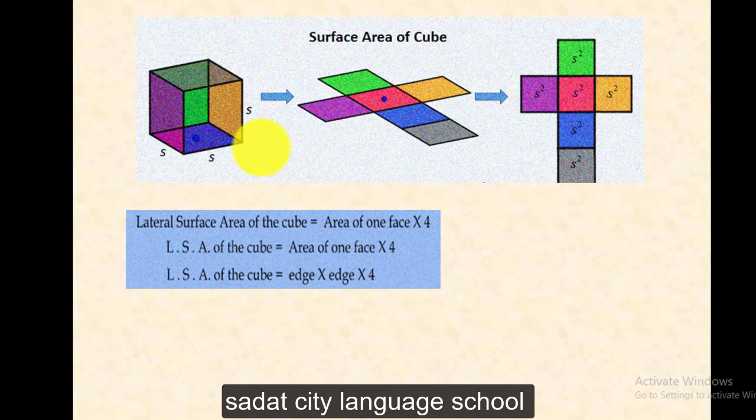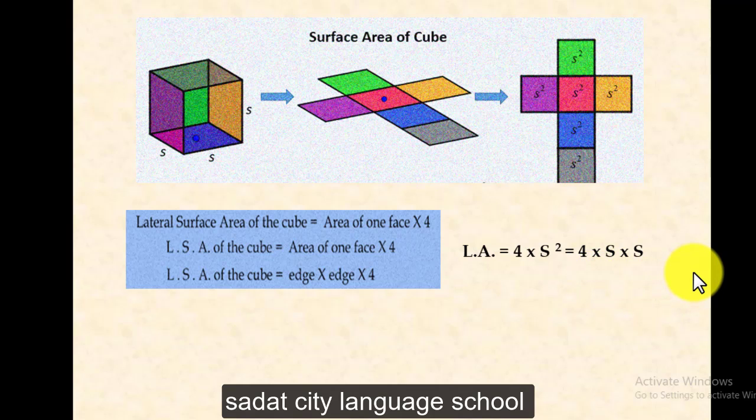Or we say the area of one face equals what? Edge length times edge length, or side length times side length. This represents the edge. This represents the area of one face. After this, multiply by 4. Or we can write lateral area equals 4 times side length power 2, if we know the length of its edge. Or we can say 4 times side length times side length.